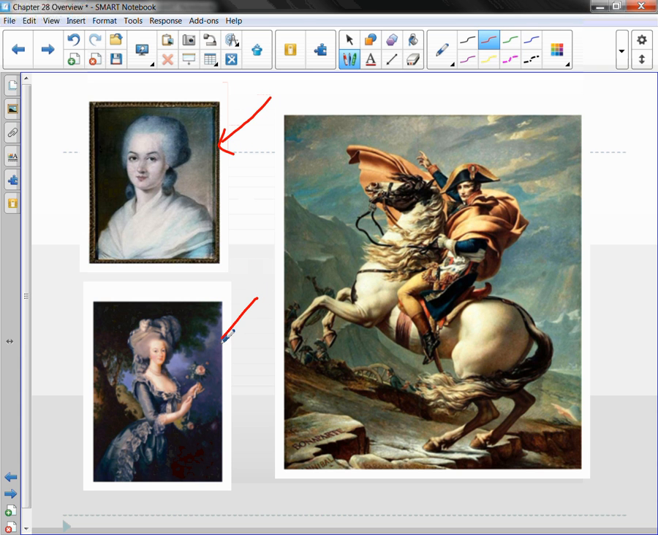Here we have Marie Antoinette, and she's the wife of Louis XVI. She's the one who supposedly said, "Let them eat cake," although she never said that. And this is Olympe de Gouges, who issued the Declaration of the Rights of Woman and Citizen. She was eventually decapitated during Robespierre's purges. And here we have Napoleon.